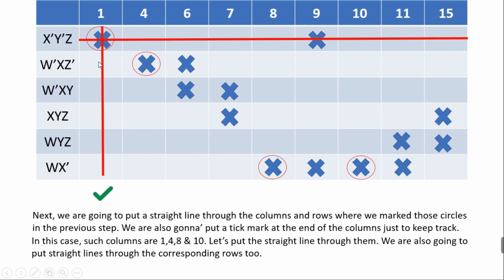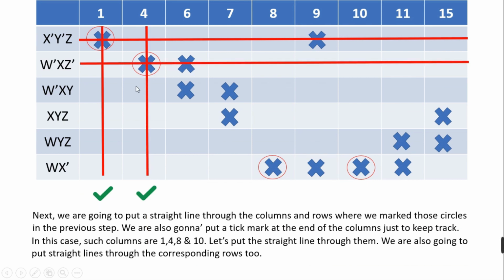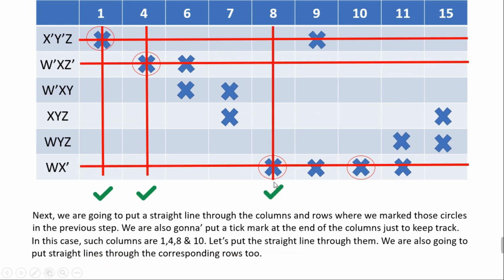So we'll put straight lines through the columns and rows for those marked places, and when we're doing that, we'll also put a tick mark at the end of the column so that we can just keep track that this column is done. Alright, so we're gonna do the same thing for this x at column 4 and this x at column 8 and this x at column 10. Let's see. So you can see the fourth one is done, and now the eighth one is done, and now the 10th one is done.